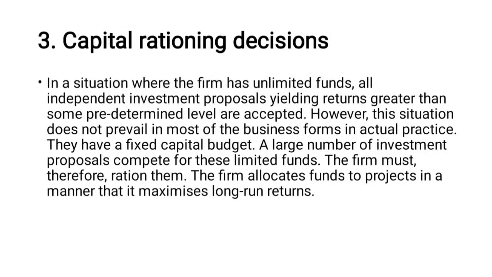And the last one is the capital rationing decision. In a situation where the firm has unlimited funds, all independent investment proposals yielding returns greater than some predetermined level are accepted. However, this situation does not prevail in most business firms in actual practice. They have a fixed capital budget and a large number of investment proposals compete for these limited funds. The firm must therefore ration them, first allocating funds to projects in a manner that maximizes long-run returns. And that would be all.